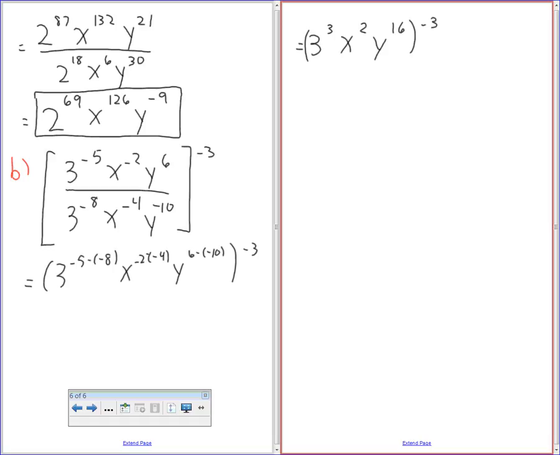Liam, can you finish this one off, please? You just multiply the power. Go ahead. So it's going to be 3 to the power negative 6. Great. X to the power 6. Y, that's a big number. I'll take that one.